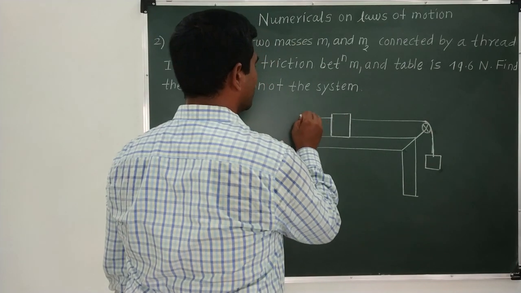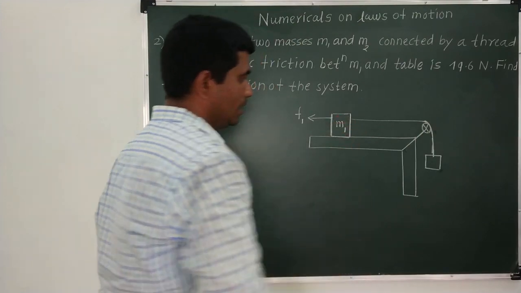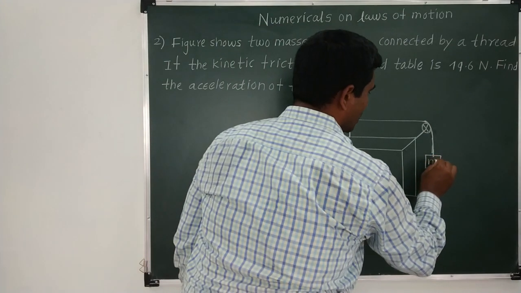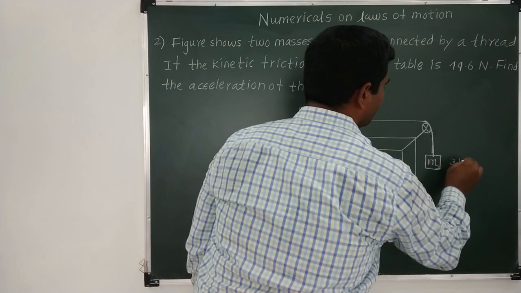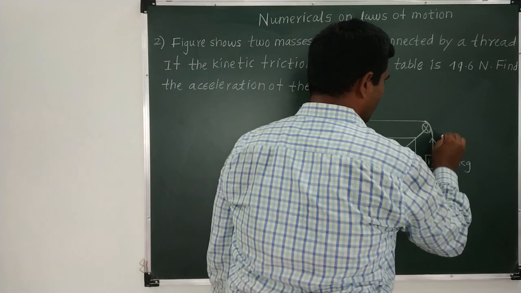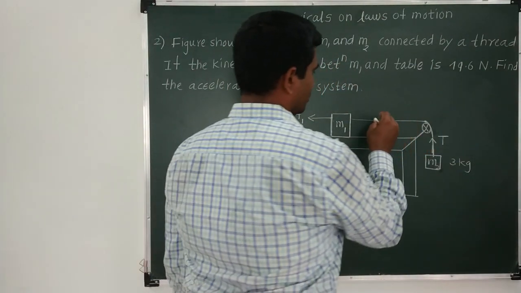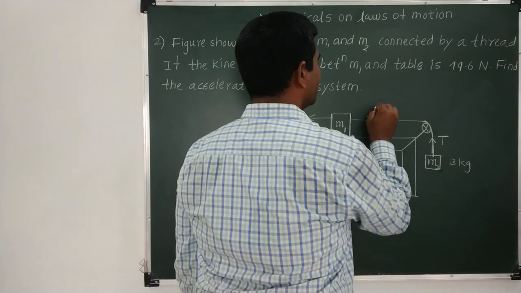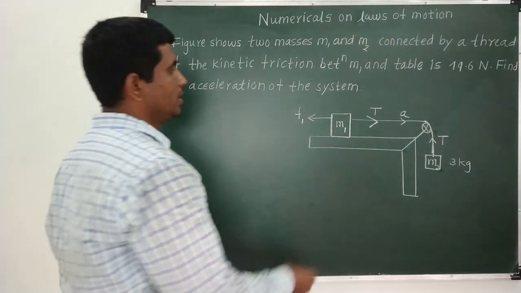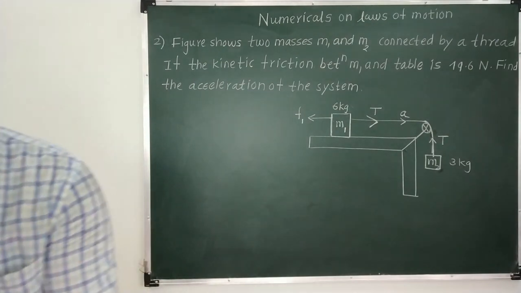The force F1 is applied in this direction. The mass of this block is M1. The mass of this block is M2, which is 3 kg. Tension is acting in this string in this direction, and in this other direction too. The system is accelerated in this direction, and the mass of this block is 6 kg.